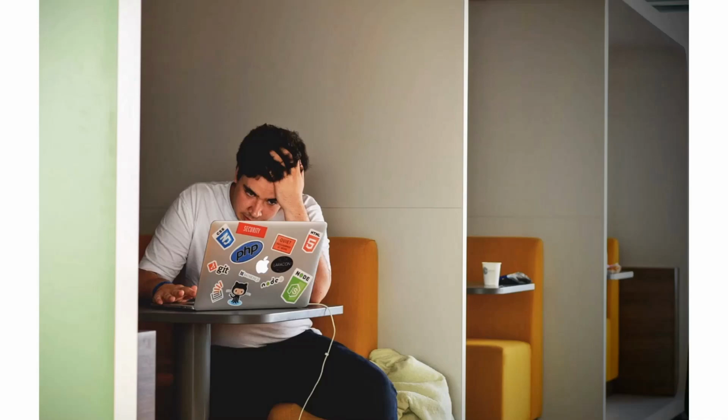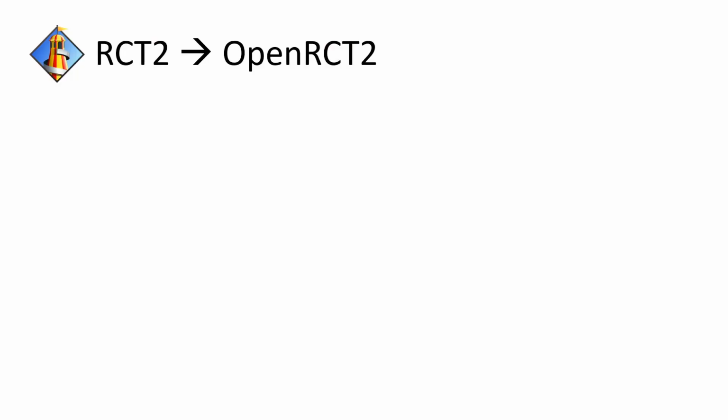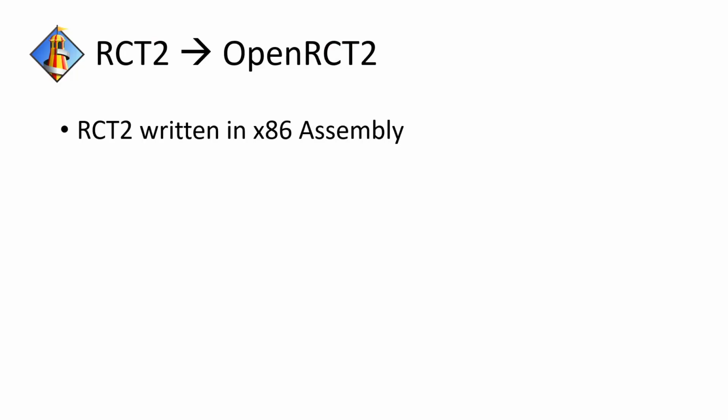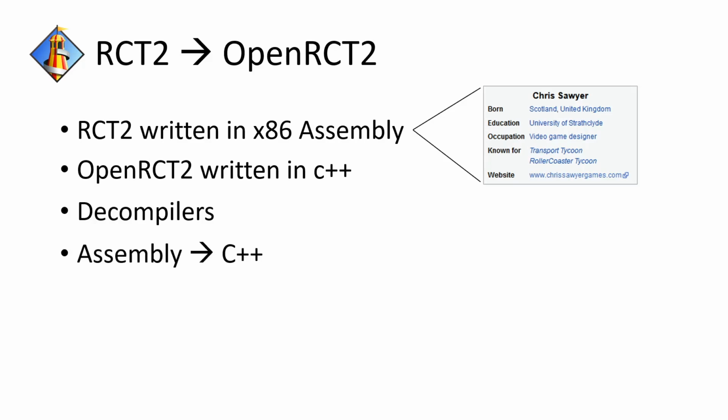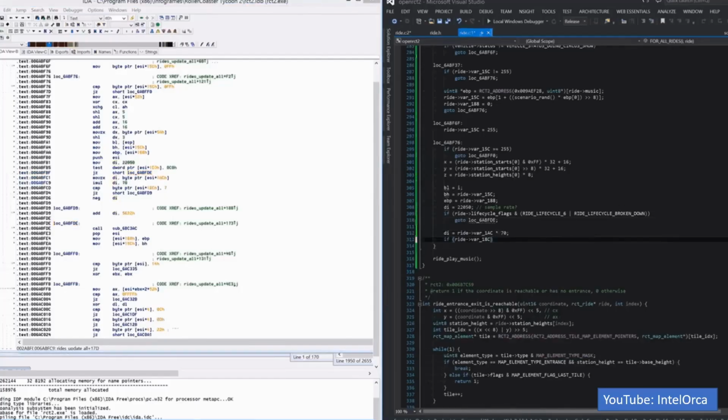Assembly is fun, said no one ever, yet the original Rollercoaster Tycoon 2 was written entirely in x86 assembly code. The OpenRCT2 project is written in C++, so people that are not Chris Sawyer could actually contribute to it. The OpenRCT2 developers use decompilers to implement the RCT2 subroutines one by one as separate C functions. What does that look like? Well, it looks like this.